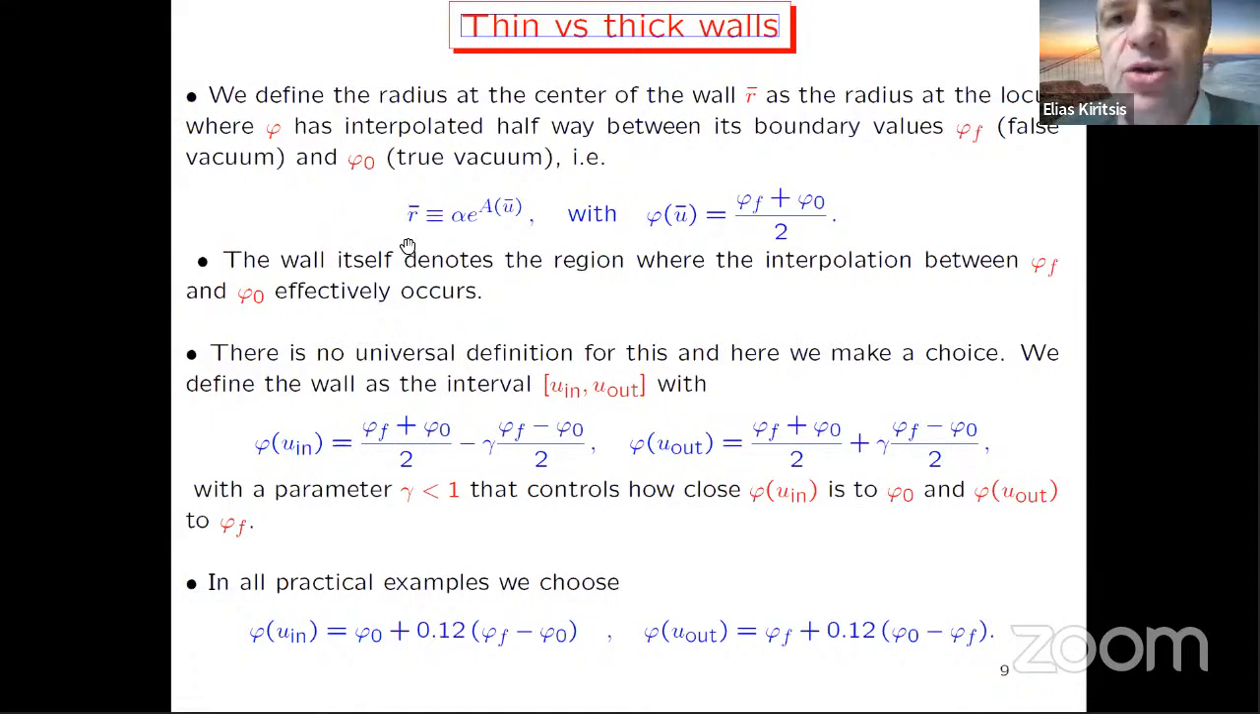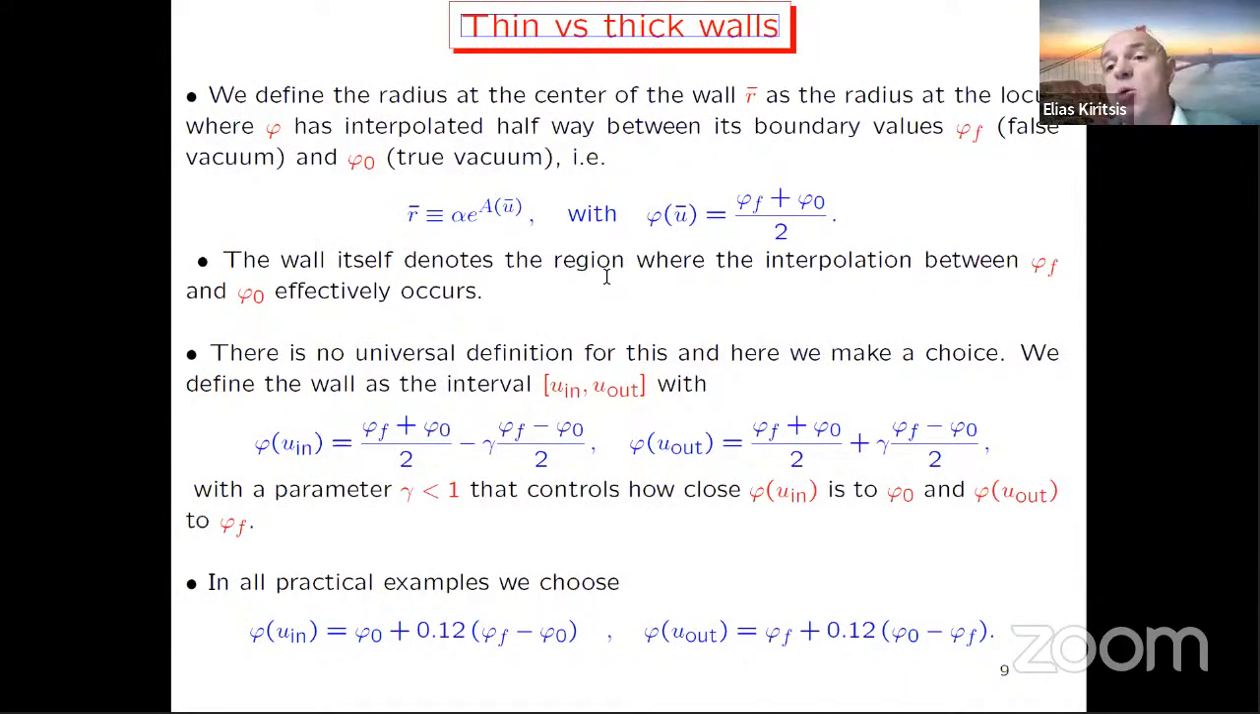And let me first come to the issue of thick walls and when this is a good approximation. To define a thick wall, I have to define first of all what is a thick wall. So I have to decide what is the center of the wall, and there is a reasonable choice, although it's not unique. I will define the center of the wall, which I will call R bar, to be the radial position defined via my scale factor at some specific point U bar, where precisely phi takes the intermediate value between the false vacuum and the true vacuum. That's a reasonable choice. If you change it a little bit, it doesn't make a difference qualitatively.